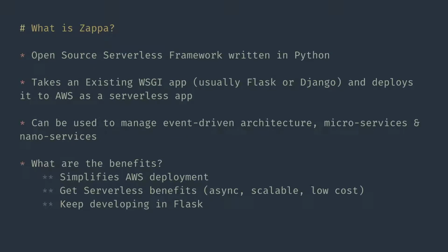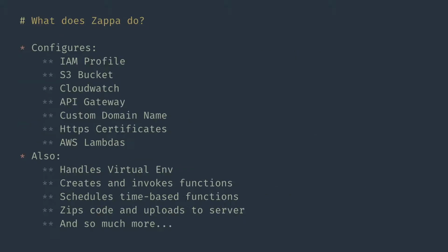It's an open-source serverless framework written in Python. It takes an existing WSGI app using Flask or Django, like any other Python WSGI app will do, and deploys it to AWS as a serverless app. It can be used to manage event-driven architecture, microservices, and managed services. Its main benefits are it simplifies the complicated AWS deployment you usually have to go through. You get serverless benefits for your Flask app: asynchronous, scalable, low cost, and you can keep developing in Flask even after you've deployed it.